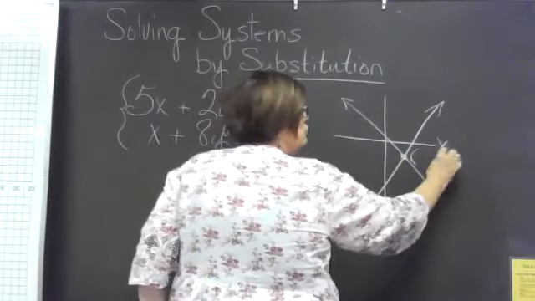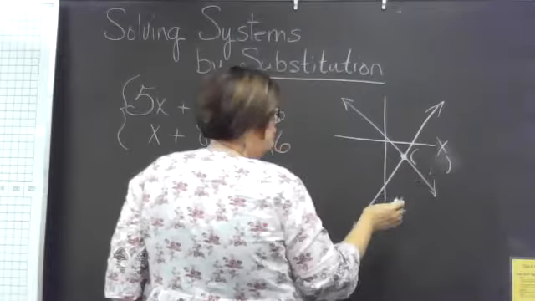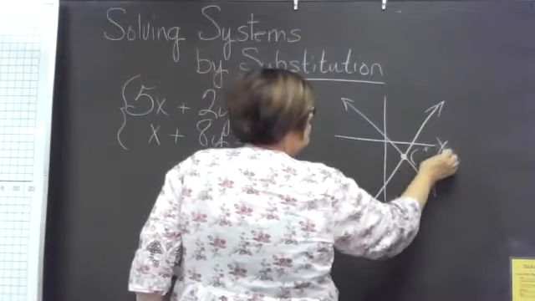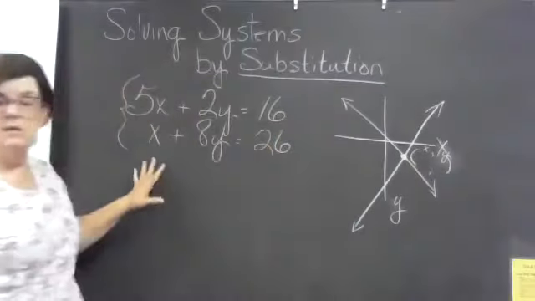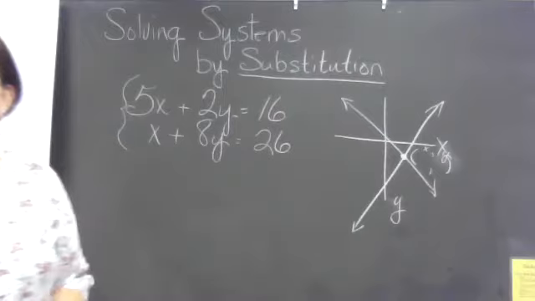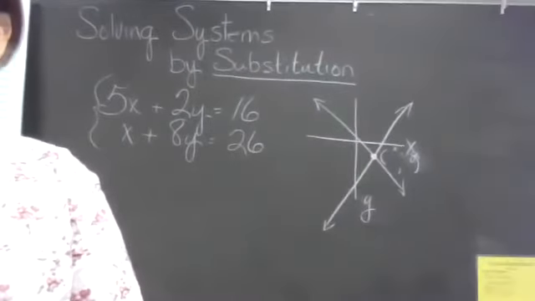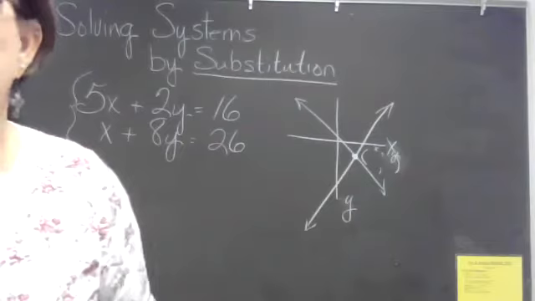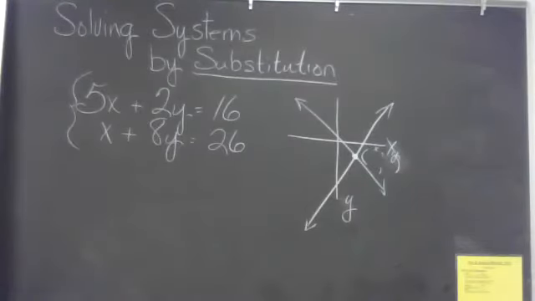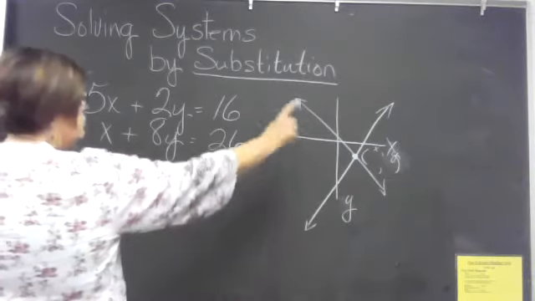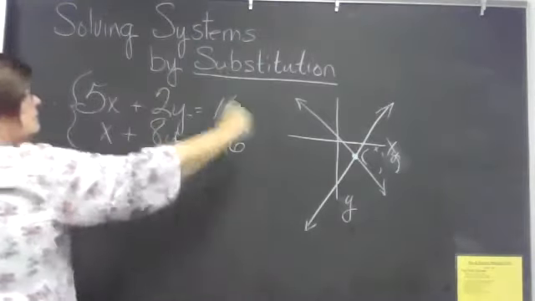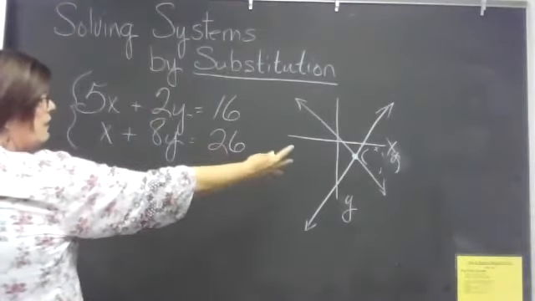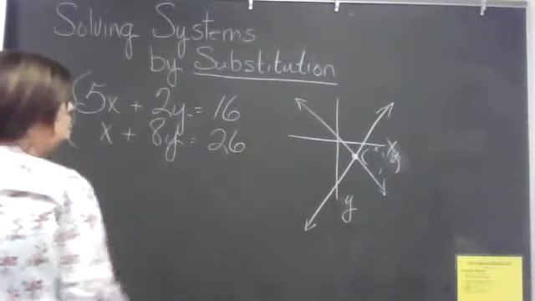So our solution will have to have two values. It'll have to have an x value and a y value. So remember, when we're solving these by substitution or by graphing or whatever, we are going to have two answers, an x answer and a y answer. Okay? So this is a short little lesson on what systems are, more than one equation on the same graph, and the solution is the place where they cross.